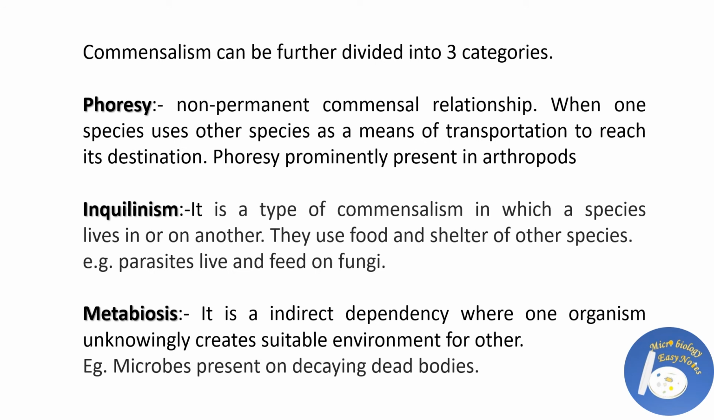Commensalism can be further divided into three categories. First is phoresis. It is a non-permanent commensal relationship where one species uses another species as a means of transportation to reach its destination. Phoresis is prominently present in arthropods. Next is inquilinism. It is a type of commensalism in which a species lives in or on another. They use the food and shelter of the other species, like parasites that live and feed on fungi. Next is metabiosis. It is a direct dependency where one organism unknowingly creates a suitable environment for another, like microbes present on decaying dead bodies.